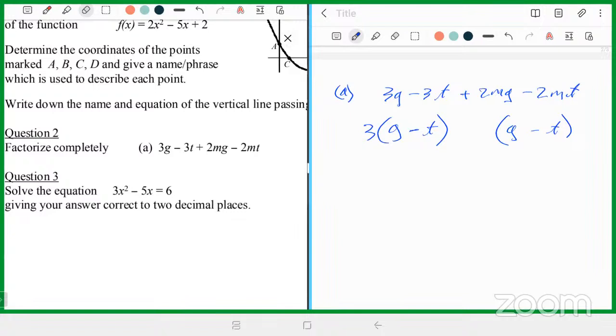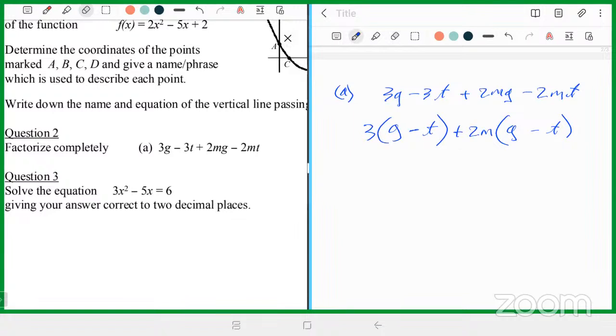If I were to divide this g by the plus 2mg, then I will get a plus 2m out here. Similarly, if I divided this minus 2mt by this minus t, I will be left with still again a positive 2mt. And the key thing always remember, you must have plus or minus some value out here. You cannot just put a value. In this case, it is a plus 2m. I don't want you to just put 2m.